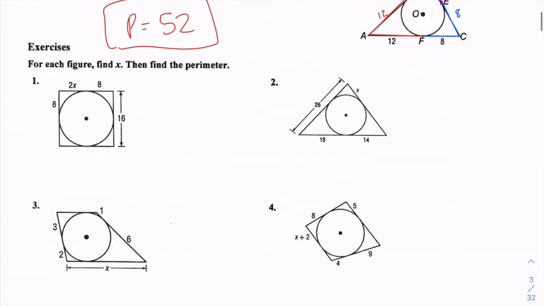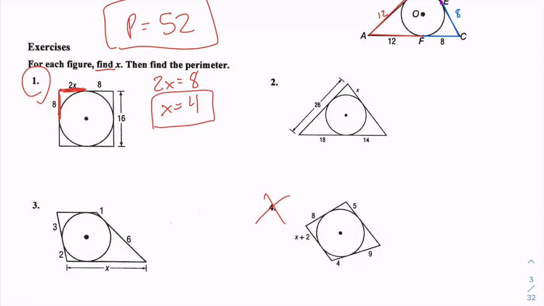Let's do some examples. We won't do 4. I'm going to do 1, and then you can do 2 and 3. Let's see what we got here. We want to find x and then find the perimeter. It's pretty easy. If this right here is 8, this here has to be 8. So 2x equals 8. We know x has to be 4. Answer number 1.